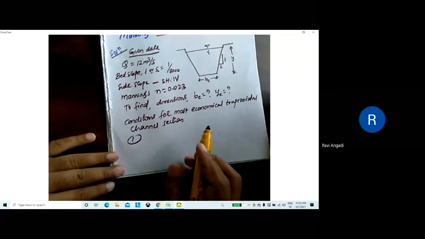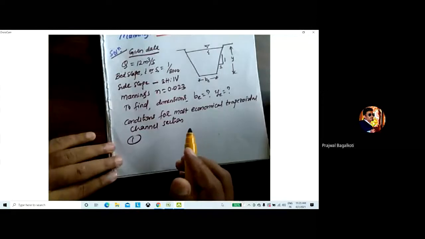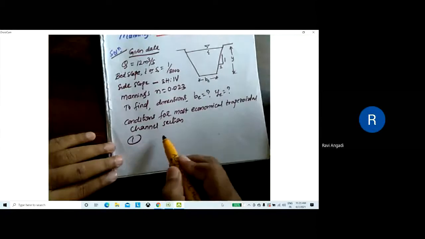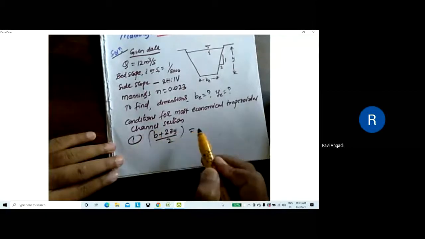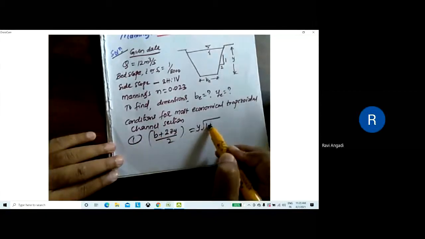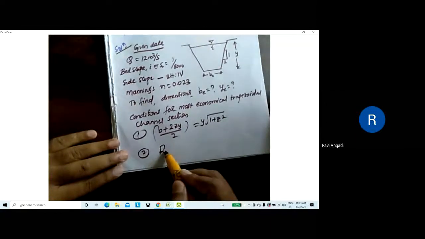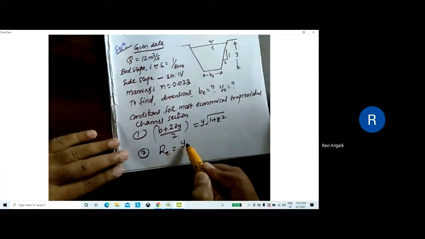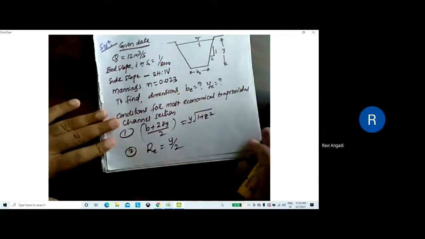You all can hear my voice? Yes. First condition of trapezium. What is the first condition? Half of the top width is equal to one side slope. Correct. Half of the top is equal to one side. That is (B plus 2ZY)/2 is equal to Y square root of 1 plus Z square. What is the second condition? Hydraulic radius is equal to what? Half of the depth of flow. Yes. So with these two conditions, we have to solve the problem.